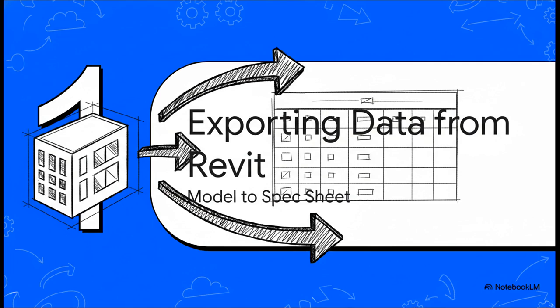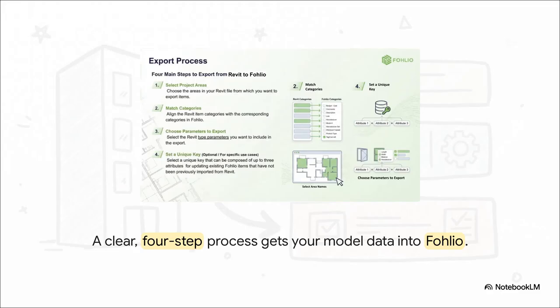We're going to start with the first workflow, pushing information from your Revit model straight into your Fohlio spec sheet. This is perfect for when your 3D model is really the main source of truth. And this isn't some kind of mysterious black box. The whole export process is laid out right here. It's a super clear, four-step path to get your model data exactly where you need it, in your spec sheet.